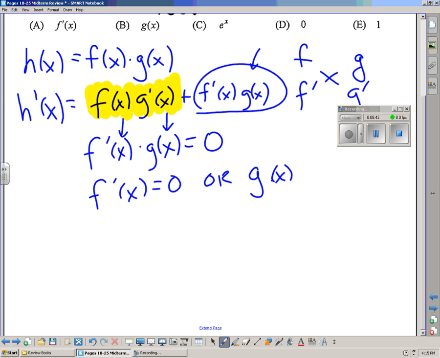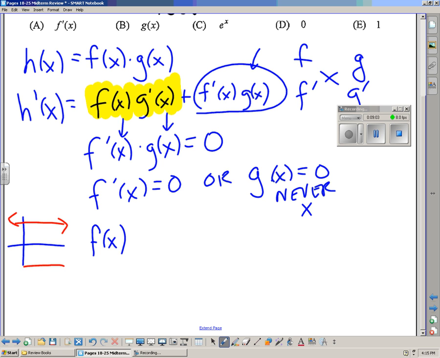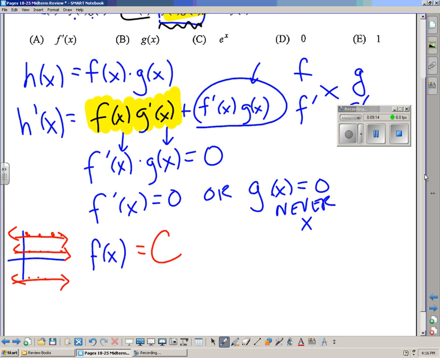And we know this is not true. This never happens. So that doesn't yield any solutions. But f prime of x being 0 means the derivative is equal to 0. If you think what that means about f, functions whose derivatives are 0 are horizontal lines. They can be anywhere, at any height, but the slopes are 0. So f of x can really be any number, or just a constant. So f of x is a constant.